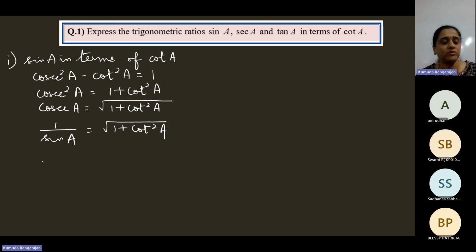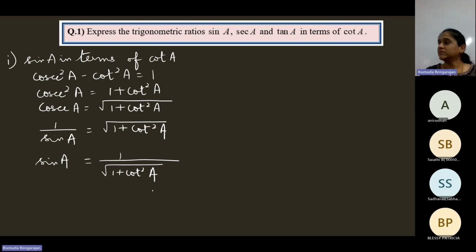Now we'll take reciprocals on both the sides. The reciprocal of this is this, and the reciprocal of this one is. All right? Yeah, write down.